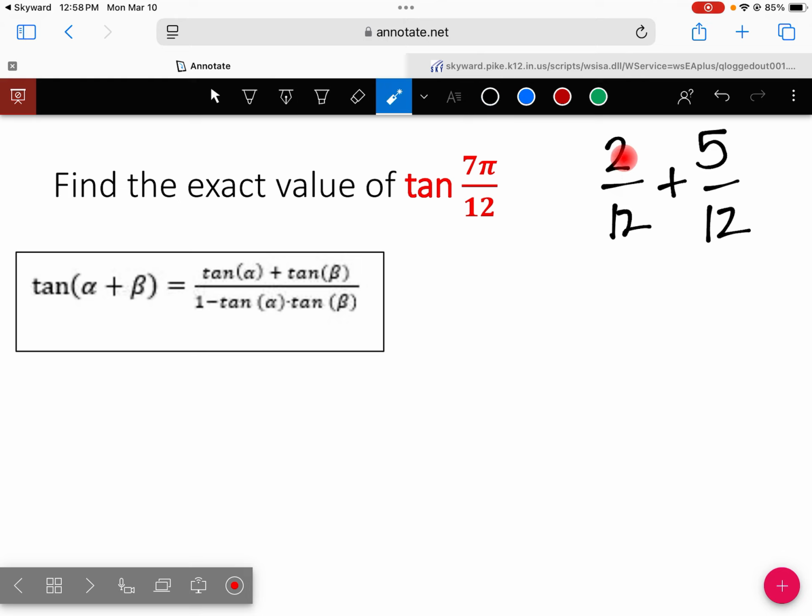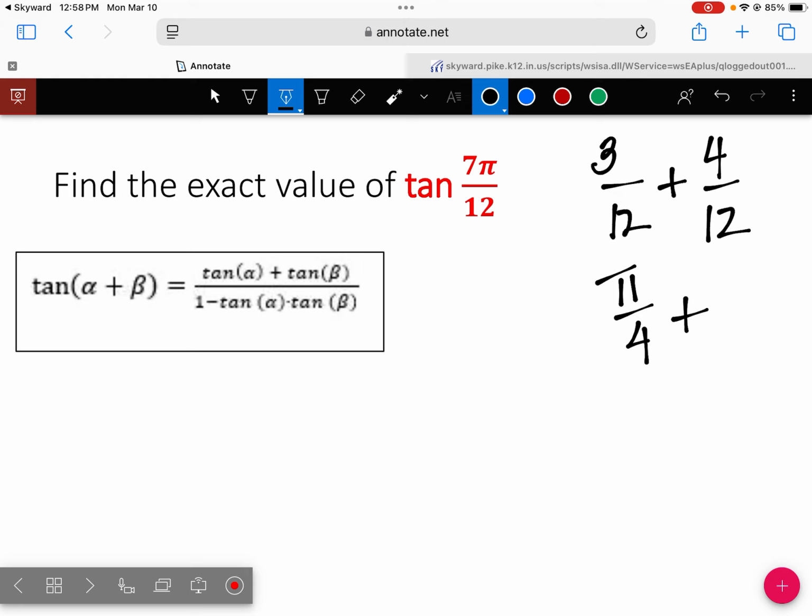So we have 2 over 12, which will reduce to pi over 6. Is that on our unit circle? Do we have a 5 pi over 12 on our unit circle, though? No. Okay, so that didn't work. So then I'm going to go to the next option, which would be what? 3 and 4. 3 over 4, what does that reduce down to? Pi over 4, which is on our unit circle.